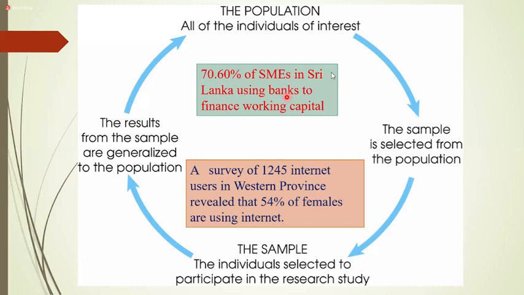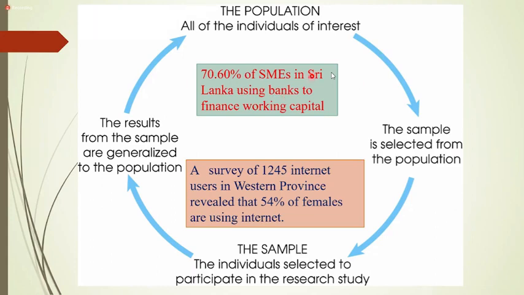70.60%. Right, 70.60% is the population parameter. Similarly, in the second case, how are you saying that it is related to descriptive statistics? It is taken by the Western province. Not only Western province. It also indicates the number 120.